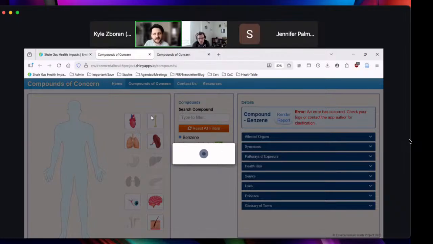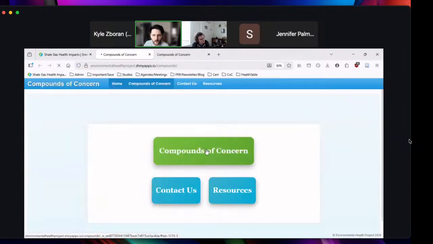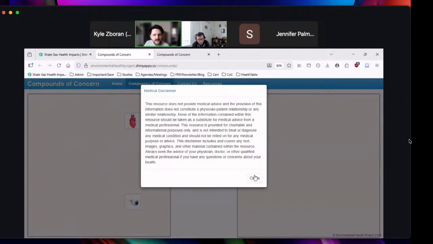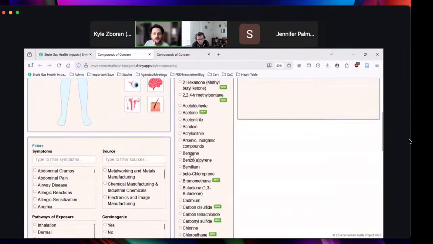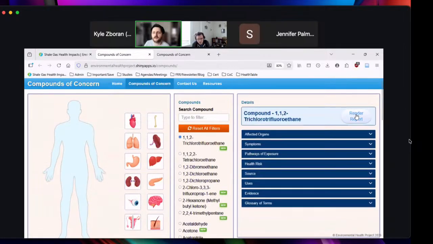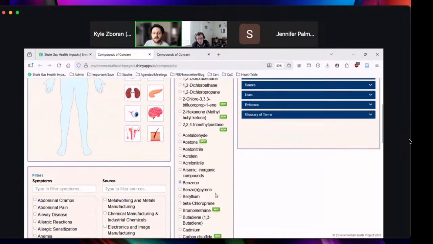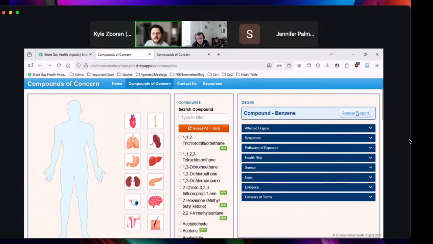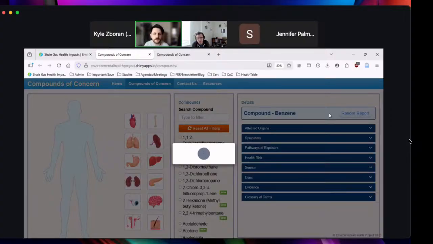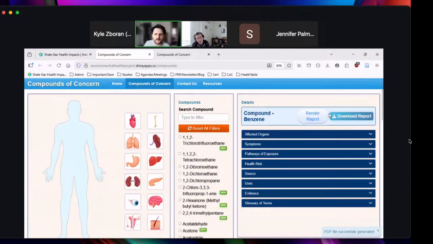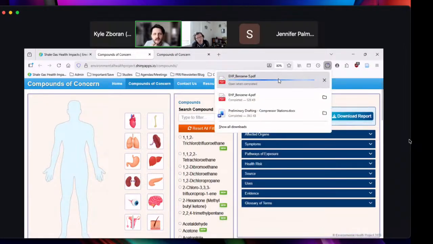Okay, I did download this earlier, I think. Either way, it does come up with a report that is more like a printer-friendly version, I would say, that you can take to a doctor or even to a policymaker to help them better understand each individual compound. But it will have all the same exact information that's on this database, just in a more readable format.